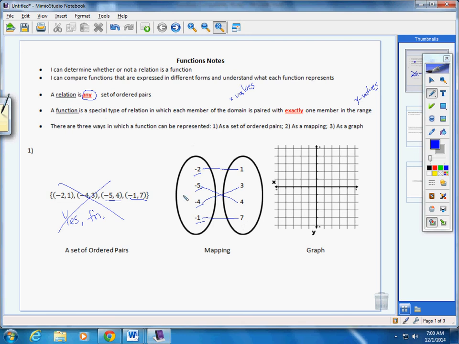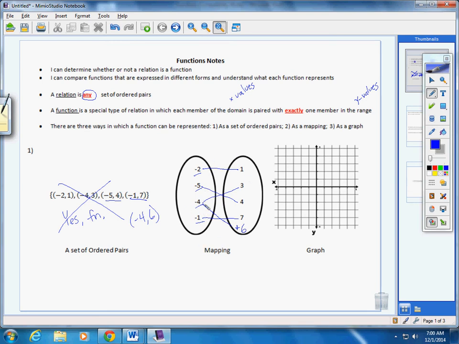Okay, now if perchance we added -4, like over here we had -4, 6, I added that one in. If that was here, you would also have to have -6 over here, and you would also have to draw a line from -4 to +6. Guess what? It's very easy to tell whether this is a function or not.